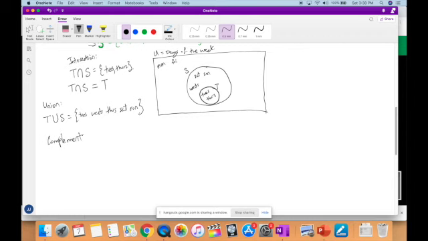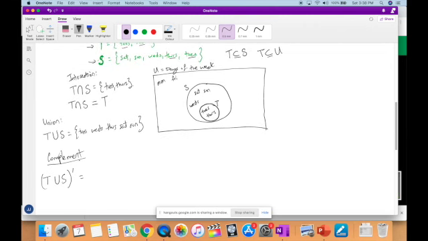And then we have complement. So let me ask you a question now. What is T union S complement? What does that mean? Right. So a complement means everything outside, or everything other than. So T union S, I don't want anything from that. I want everything outside of T union S. So what is that going to be now?